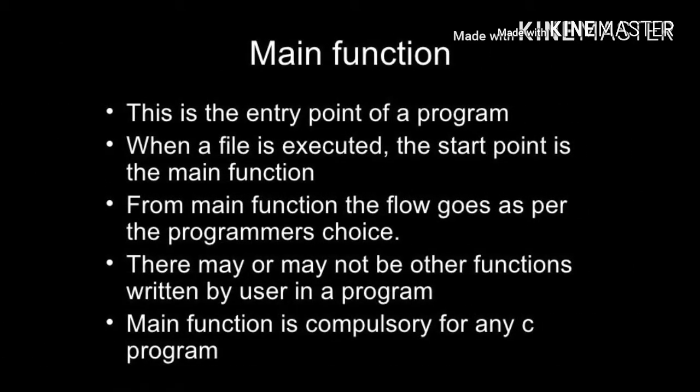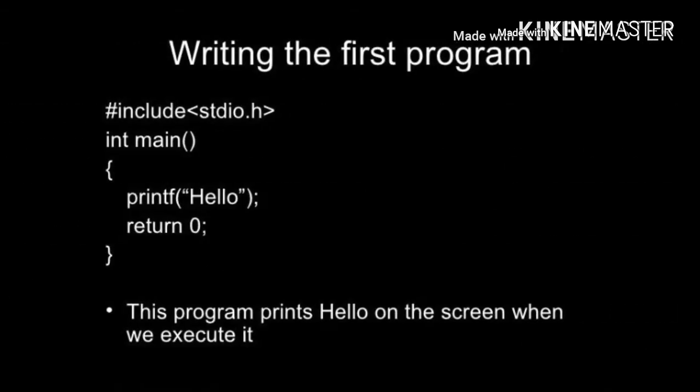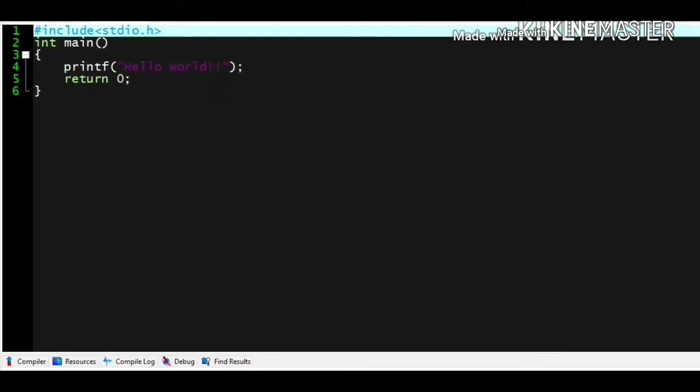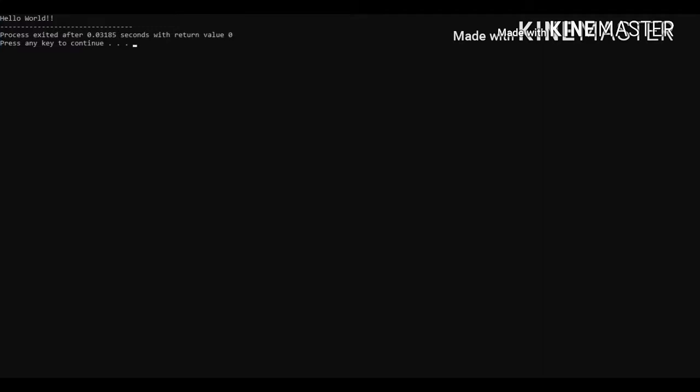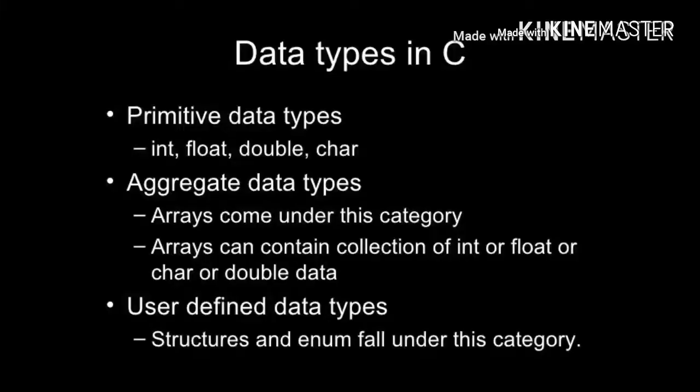Main function is the entry to the C program. No C program is possible without the main function, and inside the main function we write the code we want to execute. So this is the simple program in C, and the following program prints hello. This is the program I have written, and this is the output. It says hello world. So the next topic is the data types.